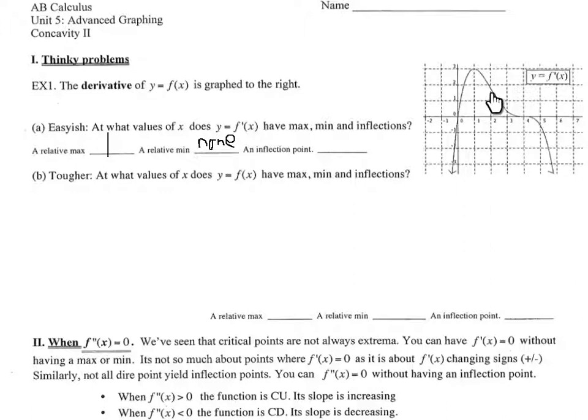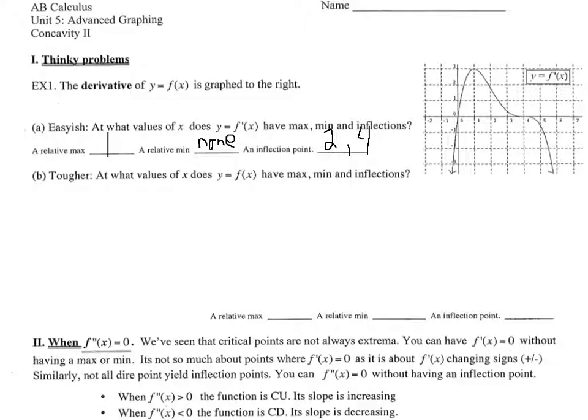We could say that it was at 2. And there's a second inflection point here at 4, because here we are concave up, and past 4 we are concave down. So exactly at 4 we're switching from concave up to concave down. So the second inflection point is at 4.